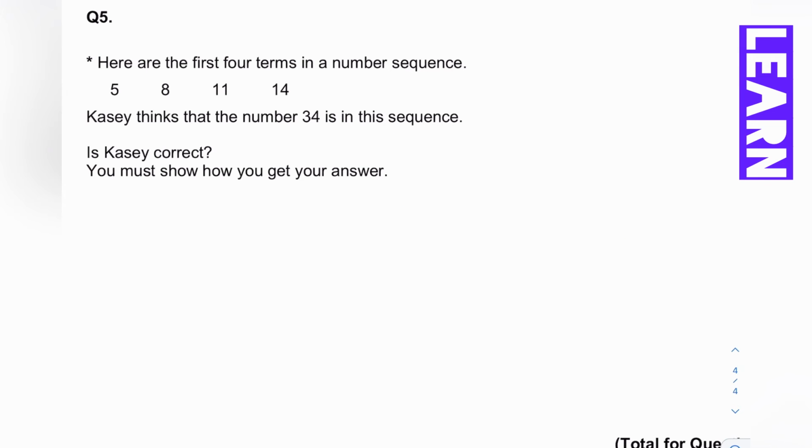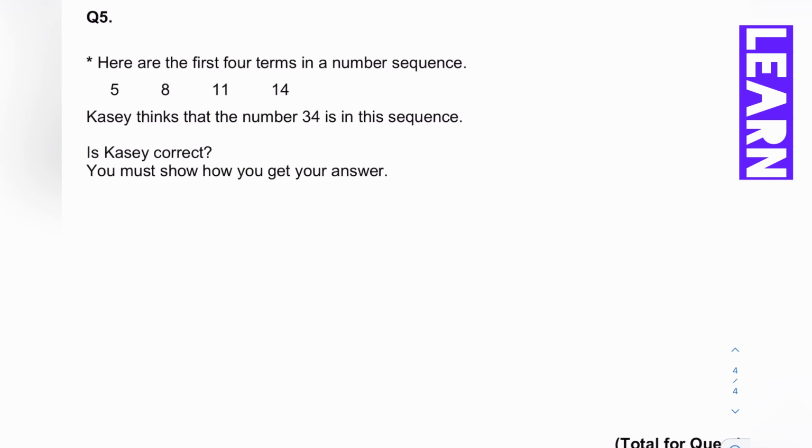So the final type of question you can get asked in your exam is to show that a number is in the sequence. There are a couple of ways of going about this. You can either continue this sequence by adding 3 each time until you prove or disprove that 34 is in there. That works well for this question because this number is quite low. However, sometimes in the exam it might ask you, is the number 1034 in the sequence? In which case you wouldn't want to have to continue the sequence on.